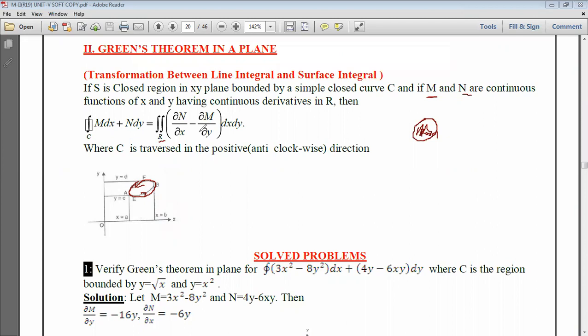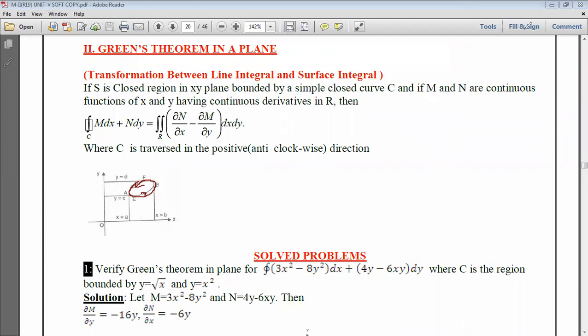Okay. So stating Green's theorem is simply this: if S is a closed region in the XY plane bounded by a simple closed curve C, and M and N are continuous functions of x and y having continuous derivatives in R, then the integral of M dx plus N dy is equal to the double integral of dou N by dou x minus dou M by dou y dx dy. You need to remember the statement. Including the statement is also very important. Let us see the problems.